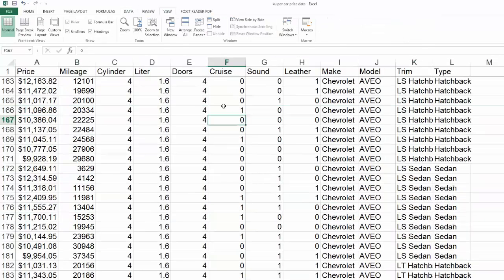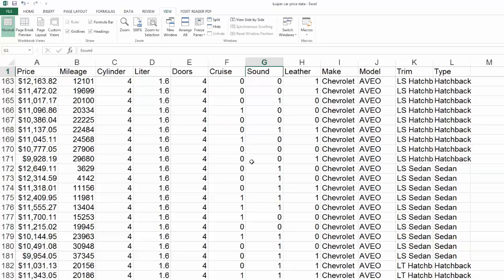Again, I would presume that having cruise control is valuable to people, and so there would be a positive relationship between the cruise variable and price. Because as the cruise variable increases, or it goes from 0 to 1, I would assume that would push the price up because people value having cruise control.